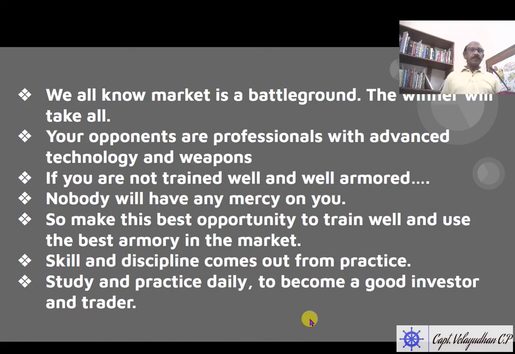And we all know the market will be there forever. And you are also there. And your money should be there to make a good trader or investor. So save money.